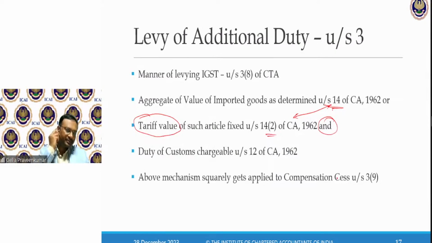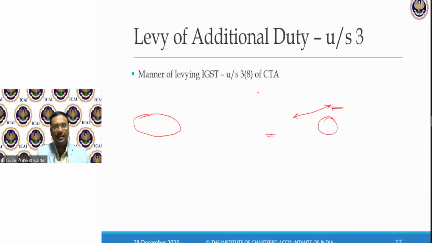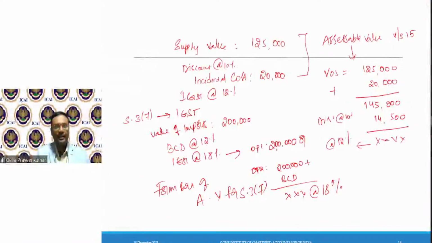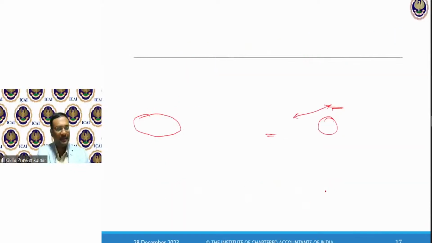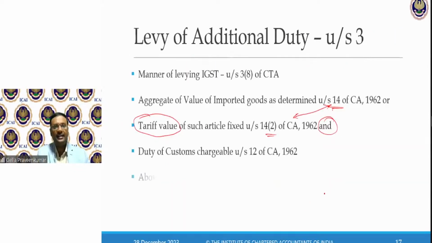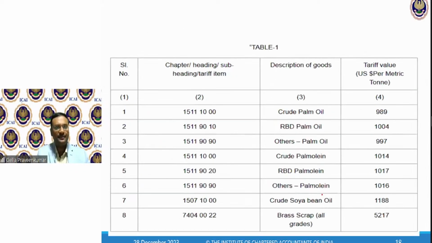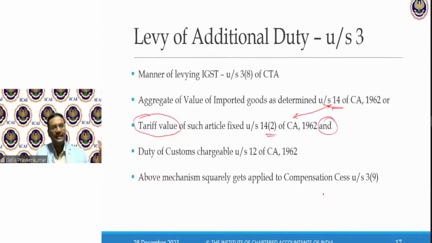So what I will do in the previous example, I would take 2 lakhs plus basic customs duty. Whatever value I'm going to derive on this, I'm going to charge my GST of 18%. This is prescribed under section 3, subsection 8. This is how I calculate. At the end of today's class, one particular problem I'll take you through to understand how this particular IGST or compensation cess is computed.